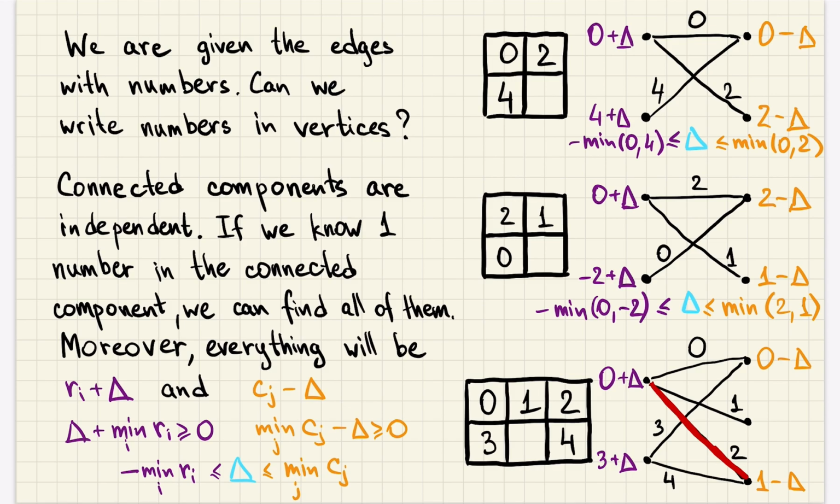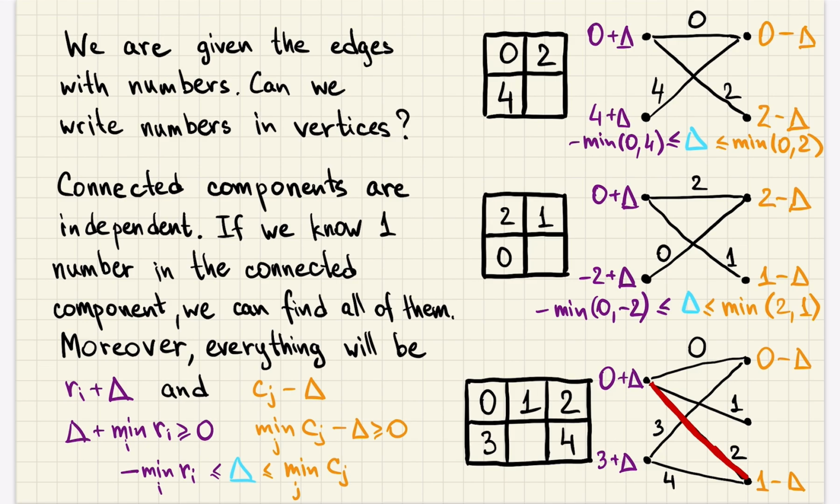Because all the edges are between left and right part, and in the left part we always have something plus delta, and in the right part we always have something minus delta, so they will cancel out. But on that edge we have 2 written, so that just says that it's impossible to do. And we knew that actually, it is impossible to do it for this grid.